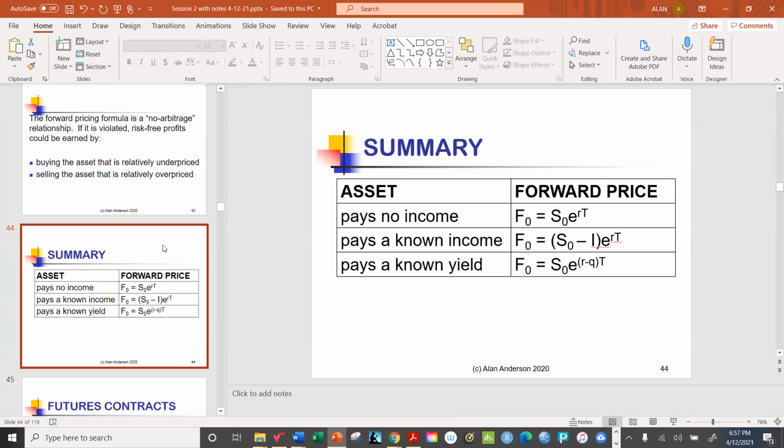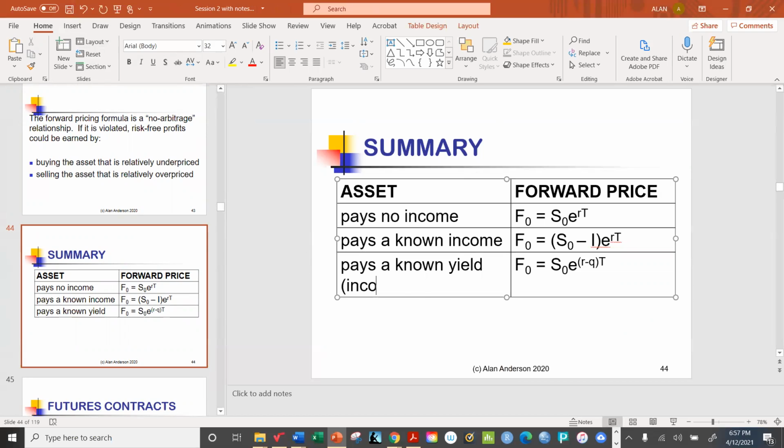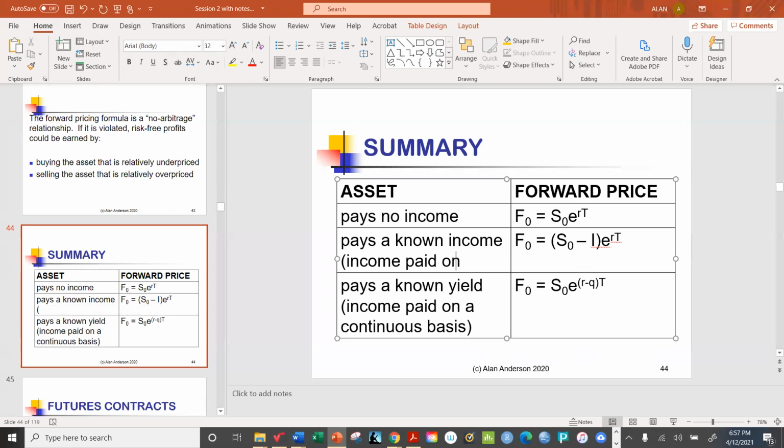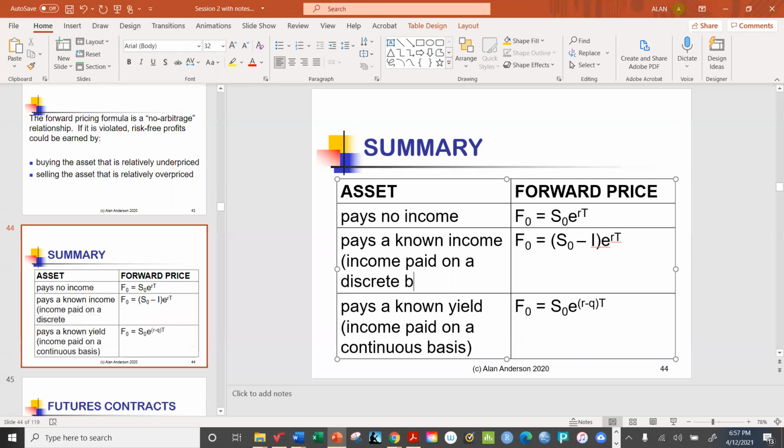So you just have to remember that the second case, the known income, means that the income is paid out on erratic intervals, whereas in the bottom case, the income is paid out on a continuous basis. I might as well sneak that in there. We'll call that a discrete basis because it only happens once in a while. Continuous means exactly what it sounds like. Continuous, always. It's always going on.